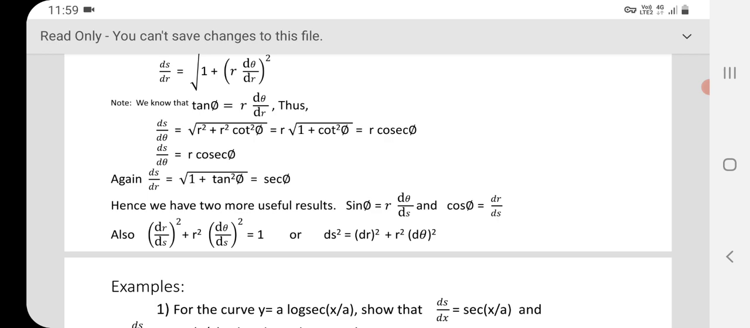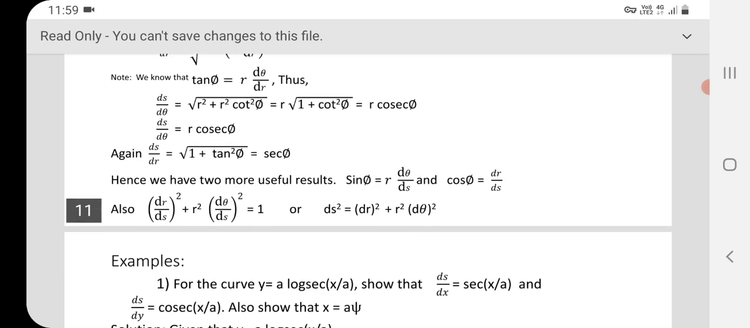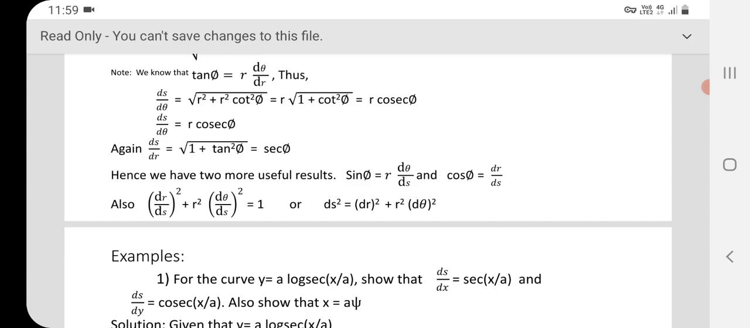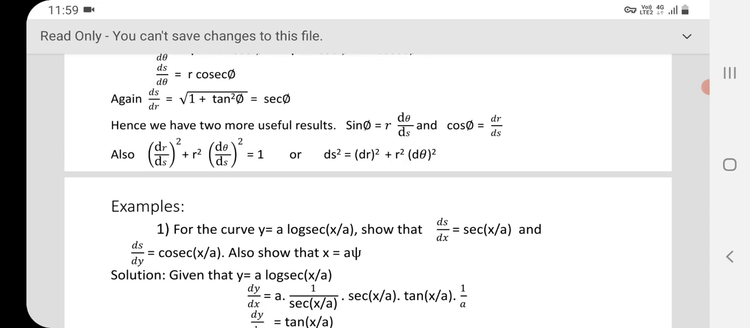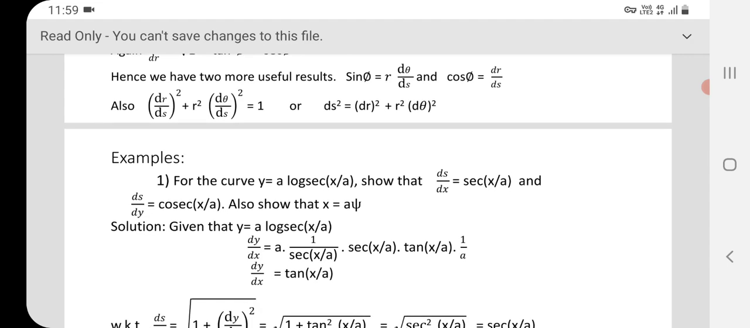sin phi equals r into d theta by ds and cos phi equals dr by ds. Also, squaring these two results and summing, we get (dr by ds) whole square plus r square into (d theta by ds) whole square is equal to 1. Otherwise, ds square equals dr square plus r square into d theta whole square. So on the basis of these different forms of the derivative of an arc length, let us take some problems.